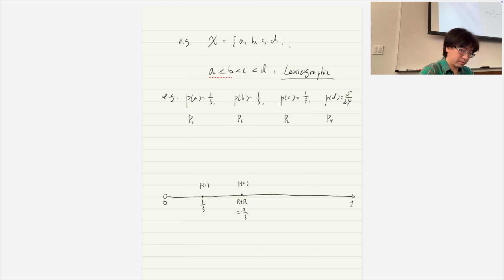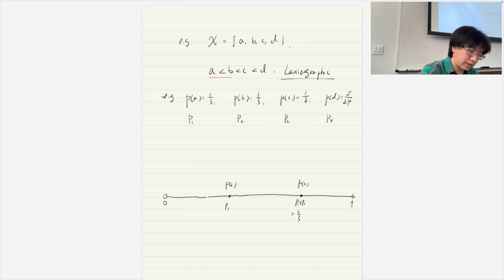Yeah, it's a horrible drawing. Let's redo this. 1/3 should be much higher. Probably here is 1/3, here is 2/3, right? So here is F1, P1, and this is F2, P1 plus P2 equals 2/3.